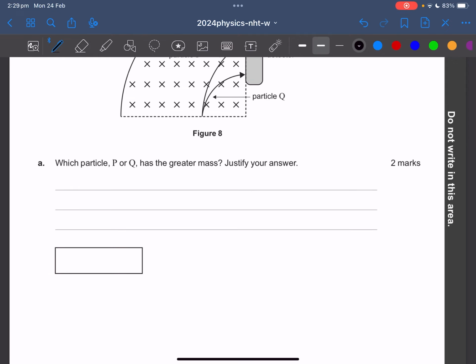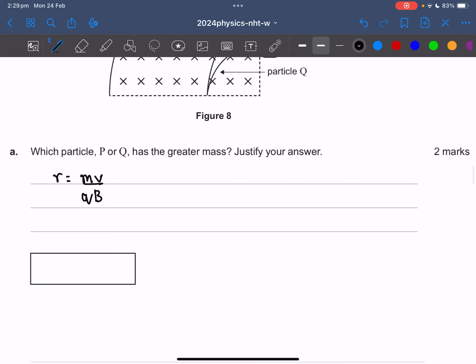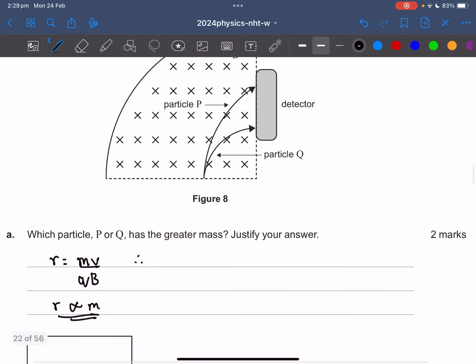Okay, so we know that R equals mv on qB. Okay, and everything is constant essentially, except the mass. So in that case, we know that R is proportional to the mass, right? So that means the larger radius will have more mass. So that means P has greater mass.